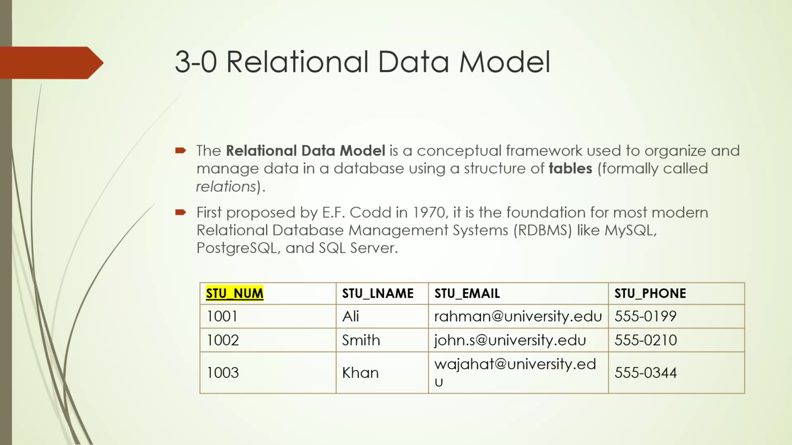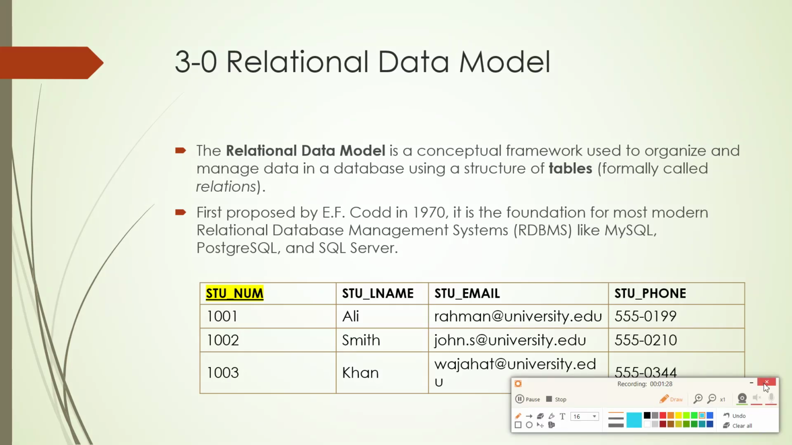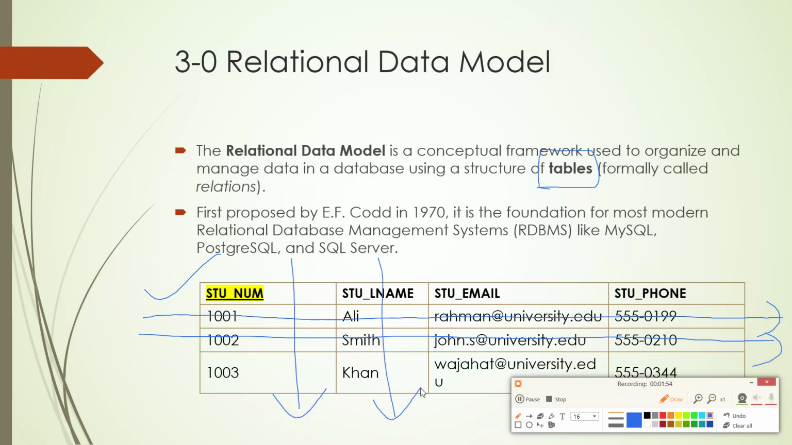So when we are talking about the relational data model, it is actually the representation of the data in different tables, and each table consists of 2 components, rows and columns. So whenever the data is represented in rows and columns, we call it a table.